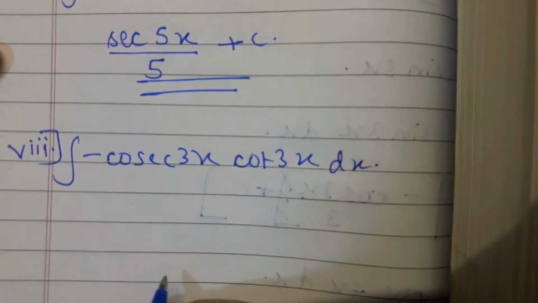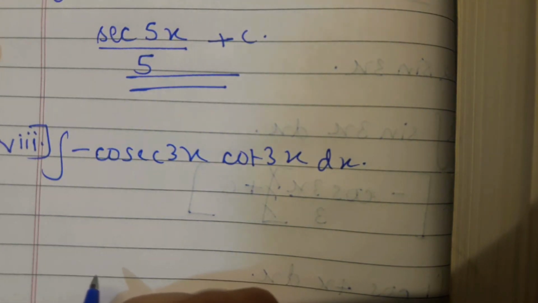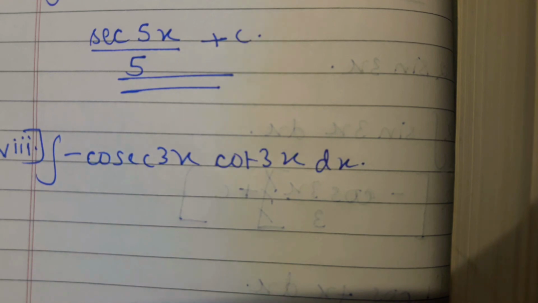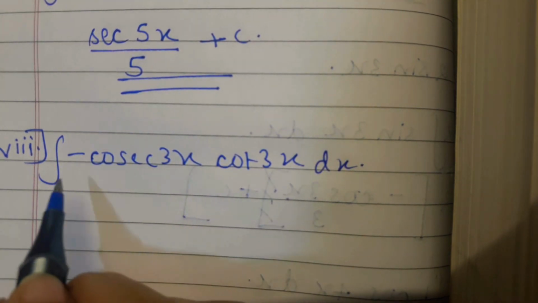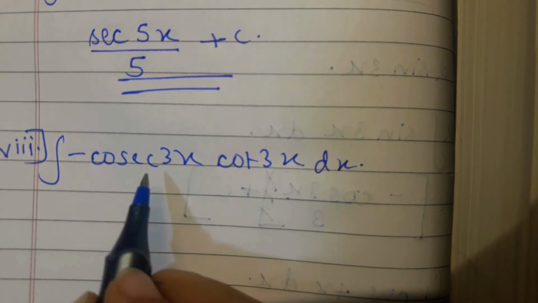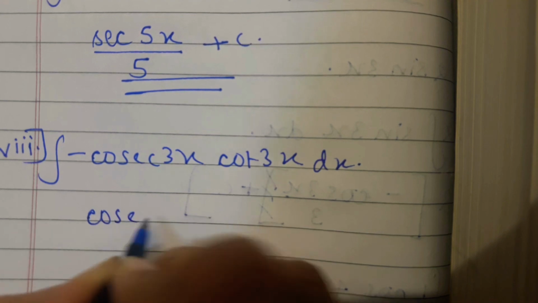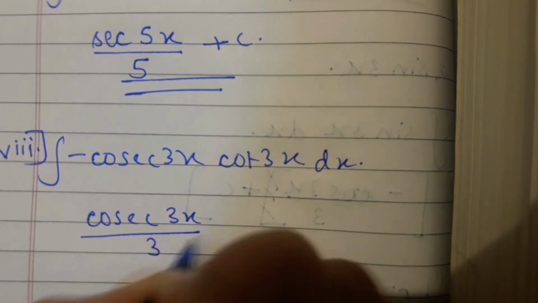Minus cosec 3x cot 3x. We know that the differentiation of cot x is minus cosec square x, but the differentiation of cosec x is minus cosec x cot x, which is why the final answer would be cosec 3x upon 3 plus c.